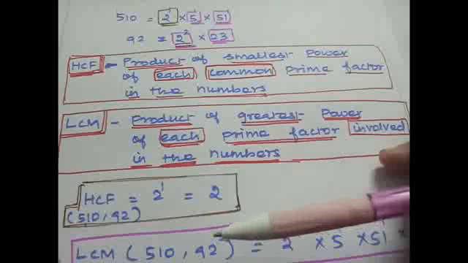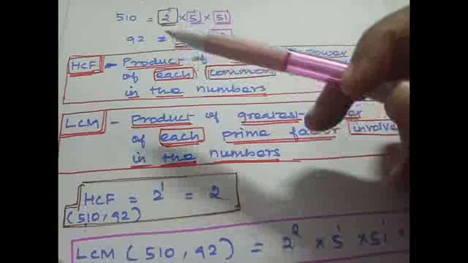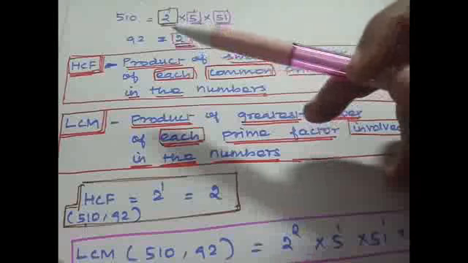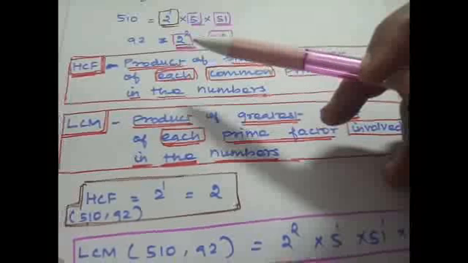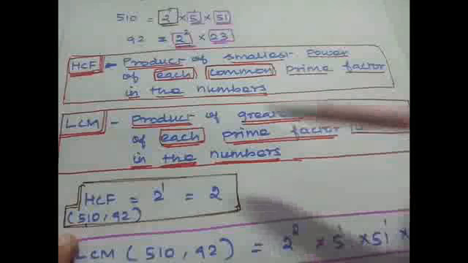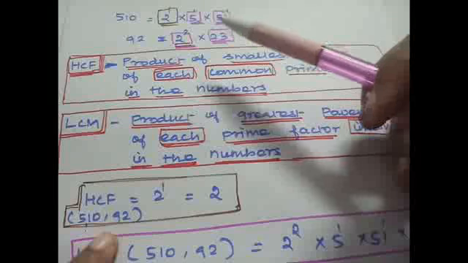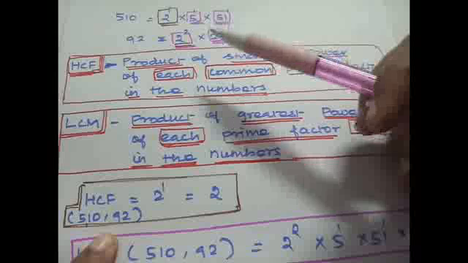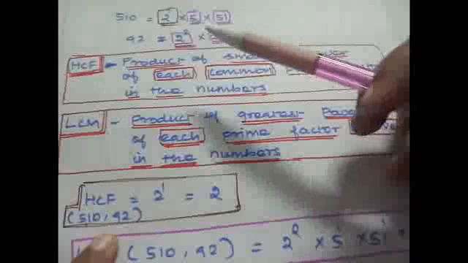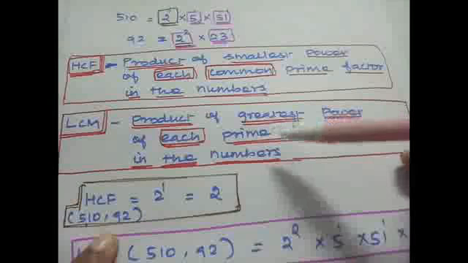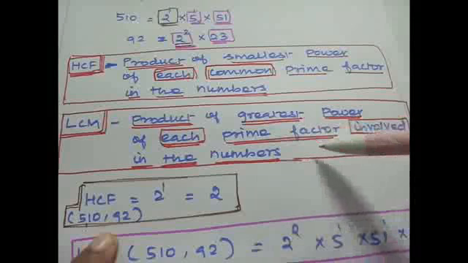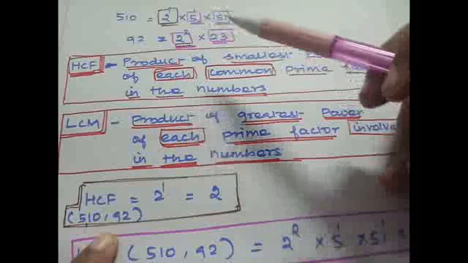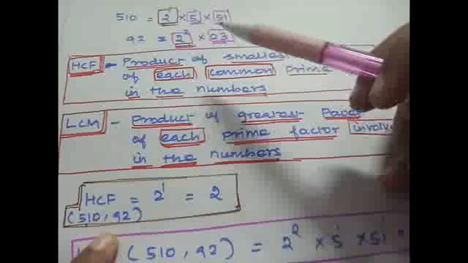But for LCM, I have to take the greatest power. Here for these two, the greatest power is 2 power 2, so I have taken 2 power 2. Then the remaining numbers. Here you don't have any other common numbers, but we have to take the greatest power of each prime factor involved. All the factors, all the numbers I have to take in LCM.